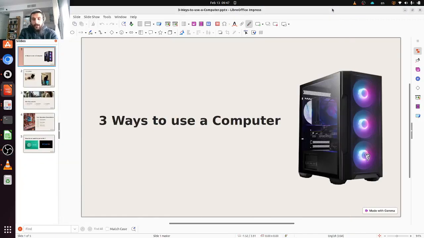So why should we be interested in learning about techniques for efficient usage of LLMs? Let's take a look at 3 ways to use a computer.